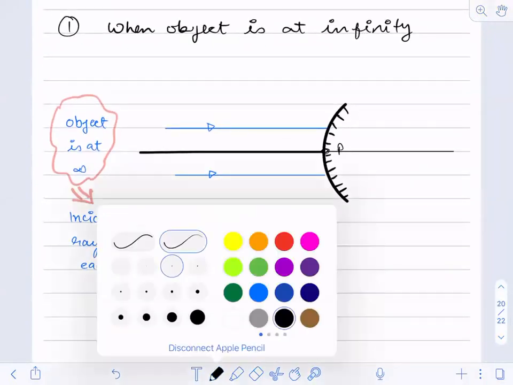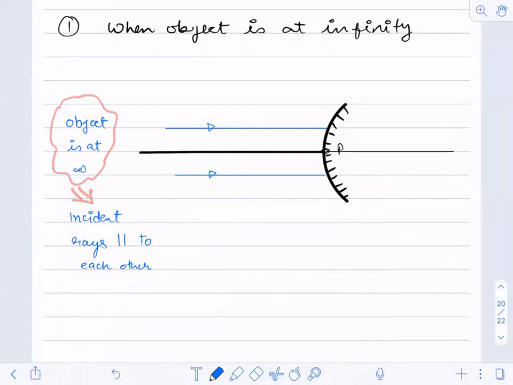But the problem here is that they will diverge, because this is a diverging mirror. So actually they are diverging like this. It appears that these rays are coming from this point over here. So this appears to be my focus. Did you understand this point?